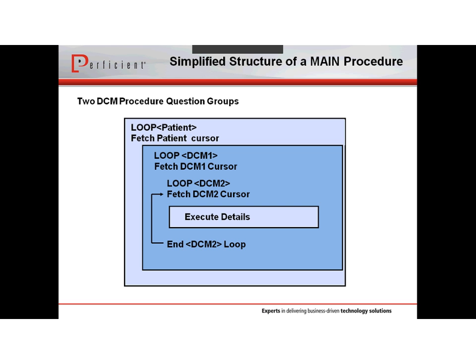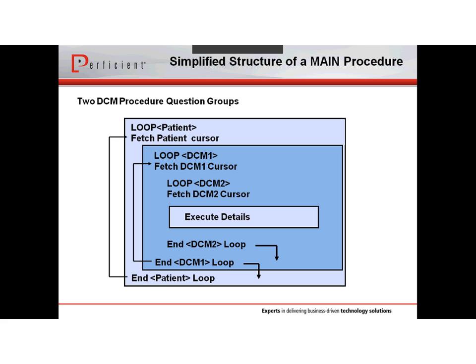We keep on doing this until there are no more DCM2 variables defined. And then we go back and fetch the next DCM. And then we begin to fetch DCM2 again from the beginning. So we end up comparing every DCM2 fetch with every DCM1 fetch, a Cartesian join. We have no more DCM1s. We end that loop and fetch the next patient. If there are no more patients, we're out of that loop. So we have loops within loops within loops.